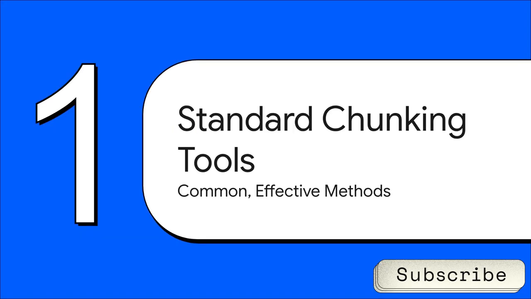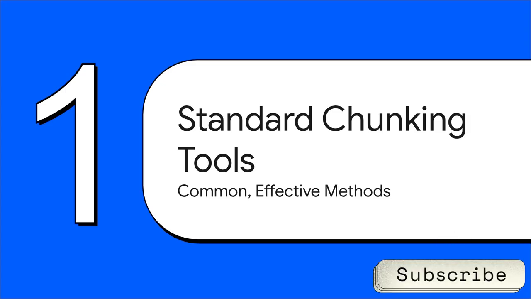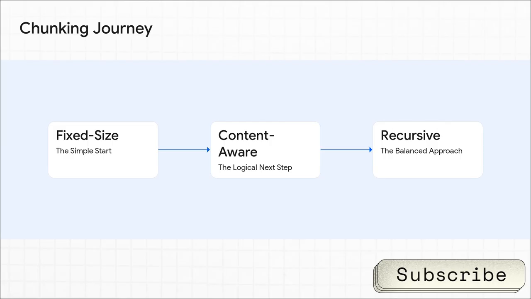All right, so we get the why. Now let's get practical. Let's open up the developer's toolkit. We're going to start with the most common and honestly the most effective methods that you can get up and running with right away. Most developers go on this kind of natural journey with chunking. It usually starts with the simplest approach, which is fixed-size chunking. Then, as your needs get a little more complex, you move to more nuanced, content-aware methods, and you often land on a really nice, balanced approach like recursive splitting. So let's break these down.